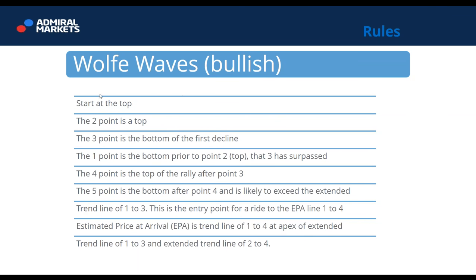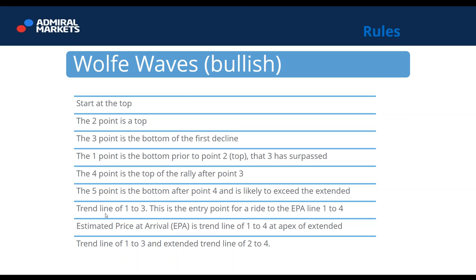Here, guys, this is how we do it. First, for a bullish Wolfe wave, we start at the top. Okay, we start at the top. Point 2 is the top. Point 3 is the bottom of the first decline. Point 1 is the bottom prior to point 2, that point 3 has surpassed. Point 4 is the top of the rally after point 3. Point 5 is the bottom after point 4 and is likely to exceed the extended line.